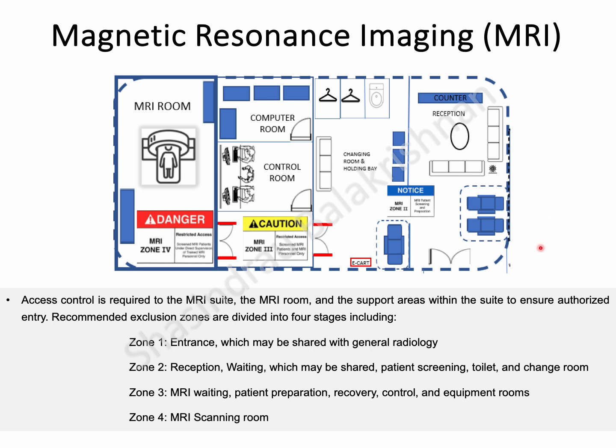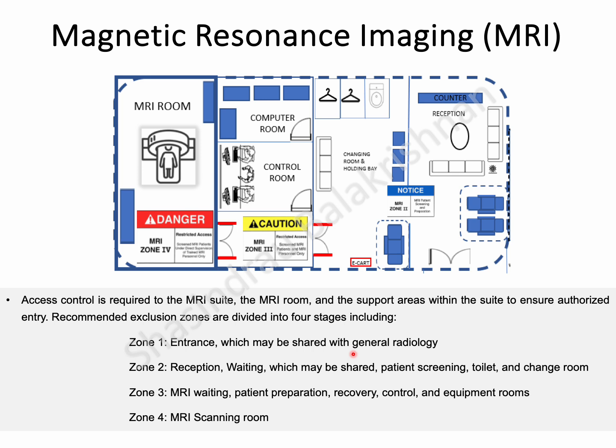It houses the MRI holding and recovery bay, control room, equipment room, and related technical support areas. Zone 4 is the MRI scanning room itself, designated as a high-risk area, where magnetic field exposure is strongest and strictest access control applies. To ensure patient and staff safety, clear signage is posted throughout, including caution warnings at Zone 3 and danger signage at Zone 4, restricting unscreened personnel and ferromagnetic materials.